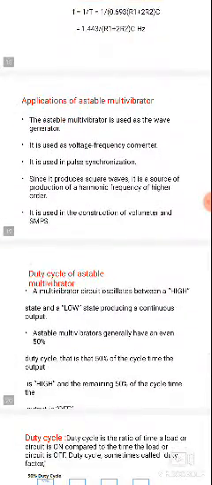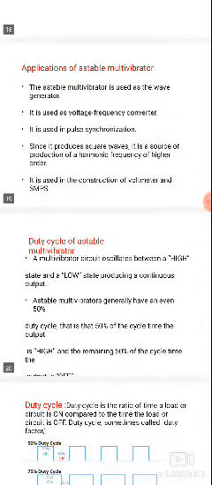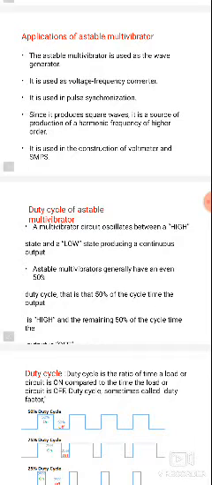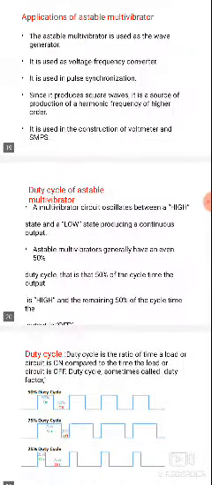Next, applications of astable multivibrator, where we can use it. The astable multivibrator is used as a wave generator. Mainly it is used as a square wave generator. It is also known as a free running relaxation oscillator. Next, it is also used in frequency converters and pulse synchronization. Since it produces a square wave, it is a source of production of harmonic frequencies of higher order.